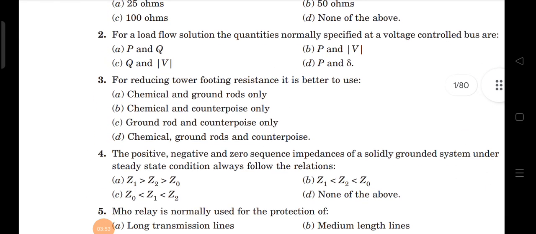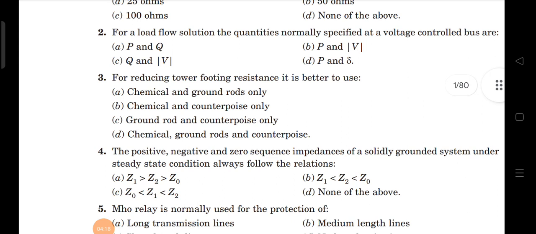Next, third question. For reducing tower footing resistance it is better to use: first option chemical and ground rods only, that is not correct. Second option chemical and counterpoise only, that is also not correct. Third option ground rod and counterpoise, that is the correct answer. Counterpoise is nothing but a wire that is connected from the tower point to ground.